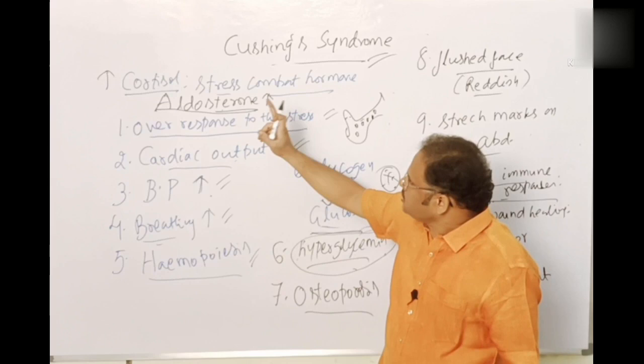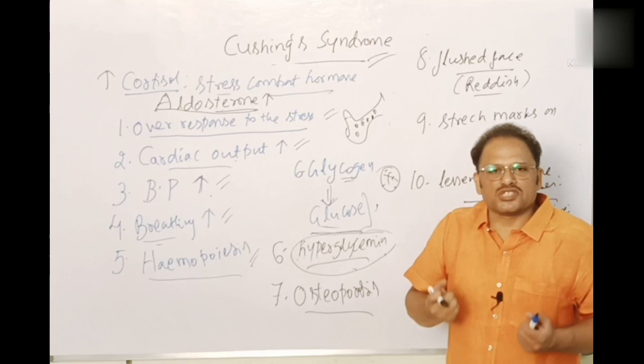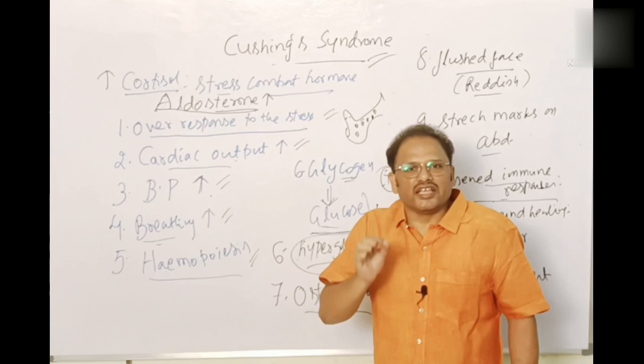Now let's discuss the hyposecretion. Hyposecretion means undersecretion. And that causes a disease called which one? Addison's disease. What is that? Addison's disease here. So what is Addison's disease?